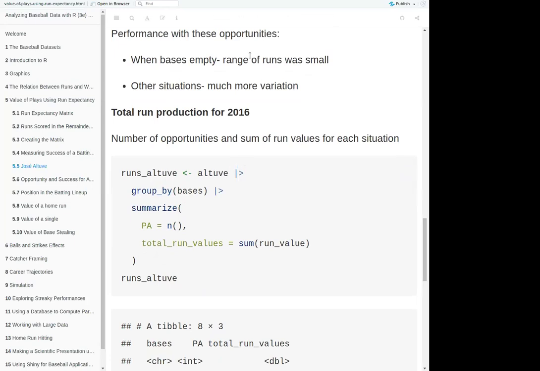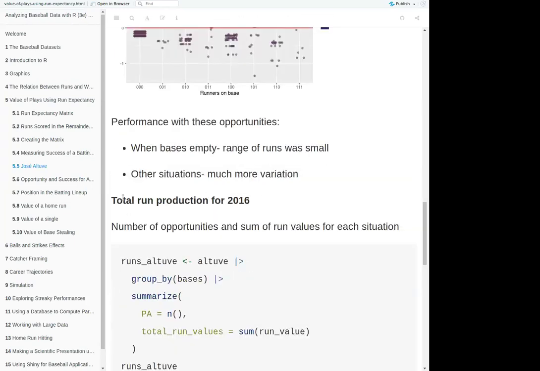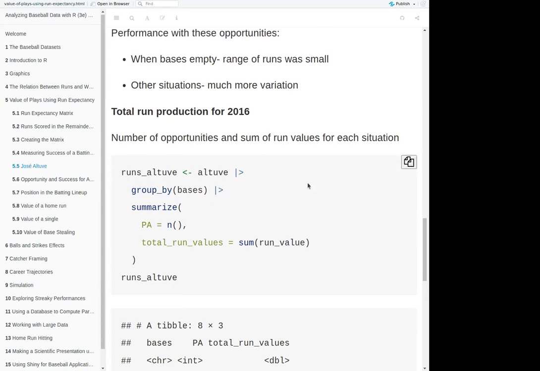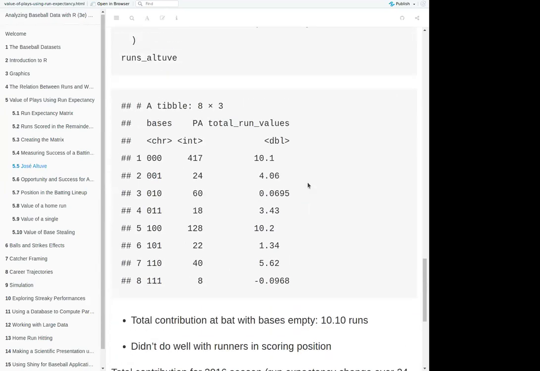So that was just for instances. We can also look at the total run production for 2016. Again, we're still looking at just Jose Altuve, but we can look at the number of opportunities and some of the run values for each situation.